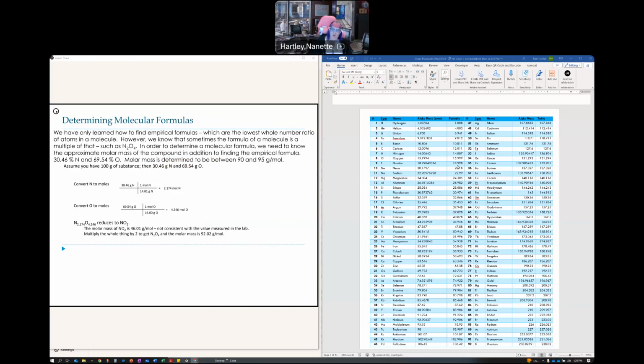So we've dealt with empirical formulas. How do I find an empirical formula? How do I take data and go from that data to getting an empirical formula? That's that lowest whole number ratio of atoms in a molecule.